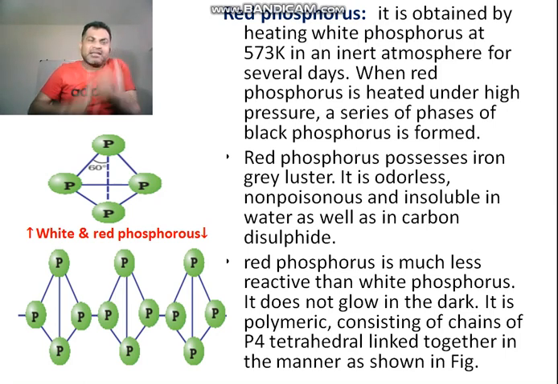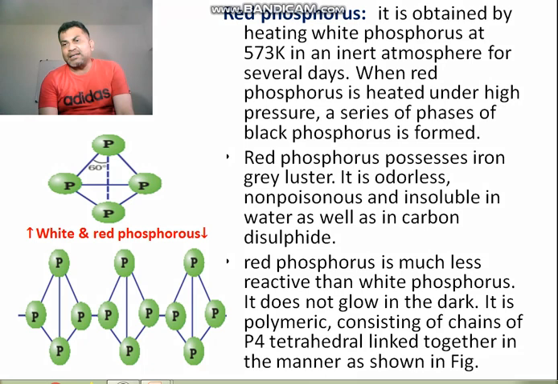So if we talk about phosphorus, phosphorus has three allotropes: white phosphorus, then at the second number comes red phosphorus, and at the third number black phosphorus. Just we have discussed white phosphorus. Now we are going to talk about the red phosphorus.